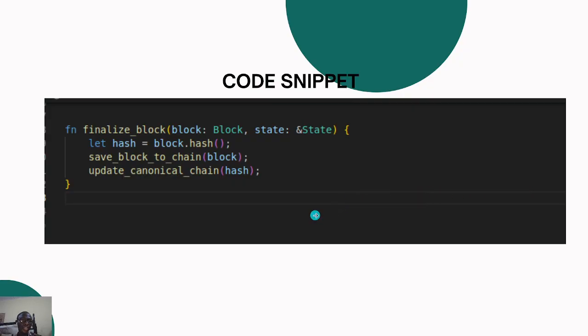So this is a code snippet. Finalize the block. It gets the block, gets the state. Like every other block that is added to the blockchain, there's a hash attached to it. And then save block to chain, update canonical chain. So there is a list of previous blocks on the blockchain, and you are updating that list. And I want to be very sincere with you guys, when I actually started this, canonical chain was just complicated. One day I will dedicate a full video to explain the canonical chain.